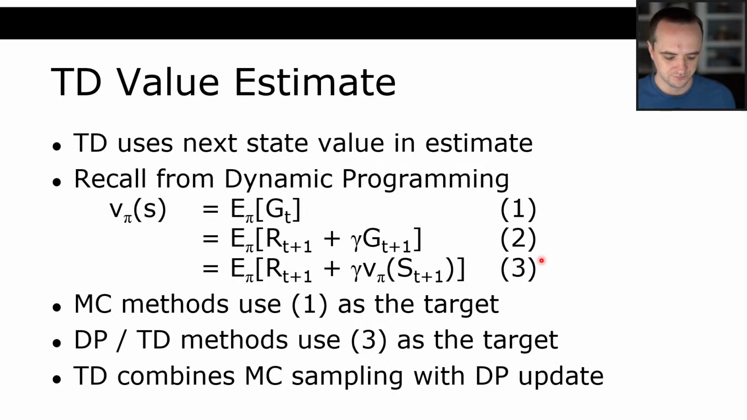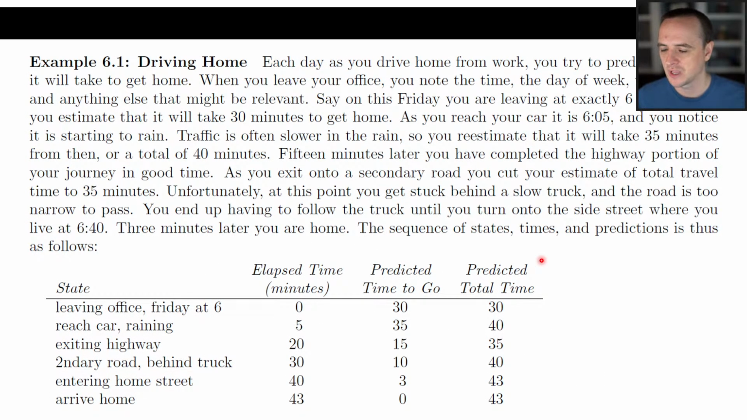And so there's a good example of this from the book. I know there's a bunch of text here, but I'm just going to read it out because this is a very good example. And I'm just going to leave my camera here. There's a couple of things. So example 6.1, driving home.